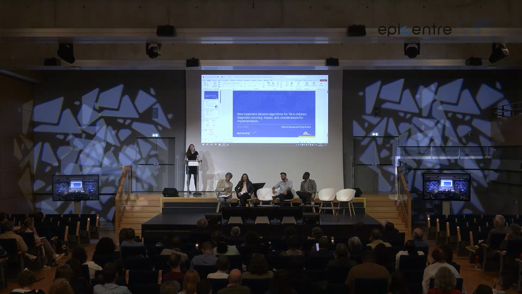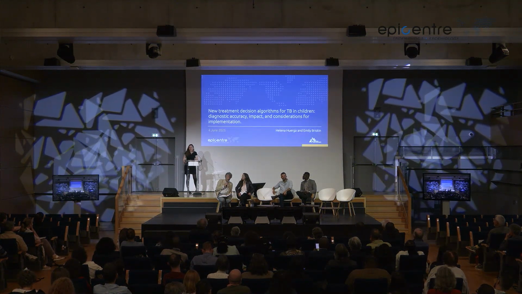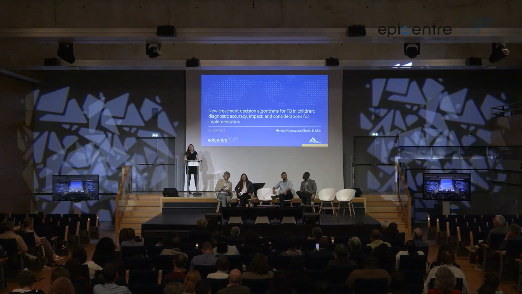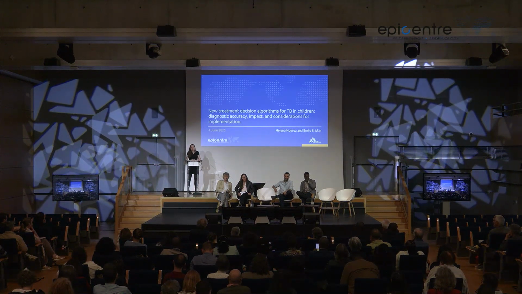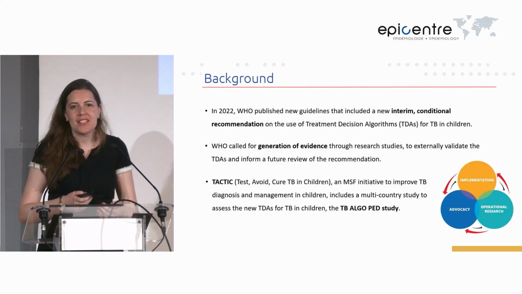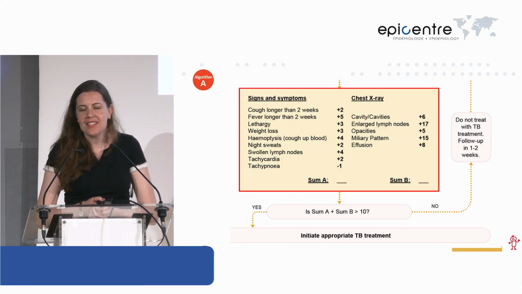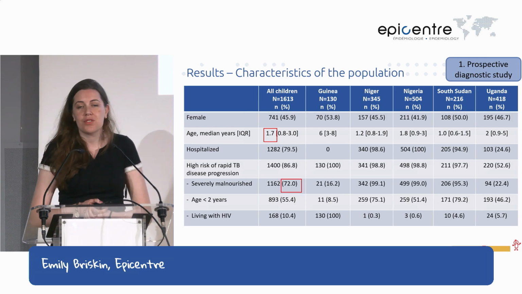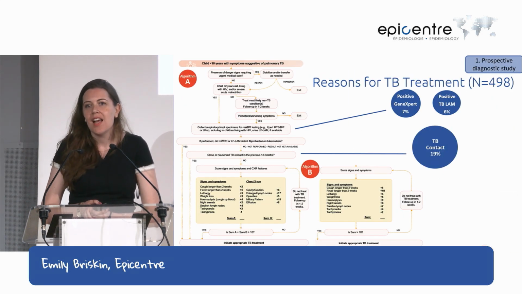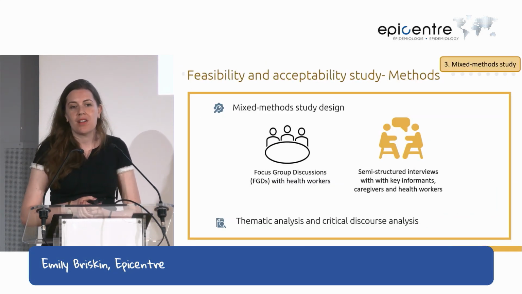So as Helena mentioned, the second pillar of our study was an analysis of routinely collected data. To do this, we took data from the health facility registers and the TB registers in each of the sites. From these, we extracted the number of admissions or consultations conducted in each site, as well as the number of children who were put onto TB treatment.